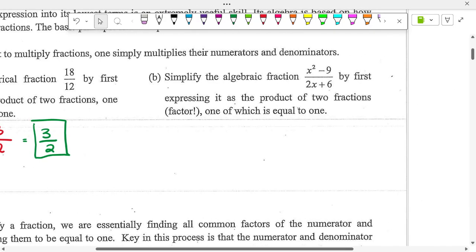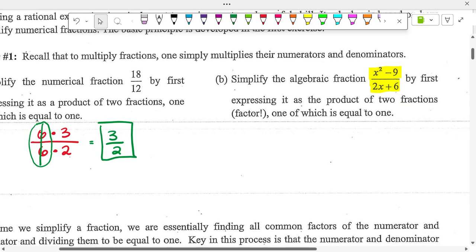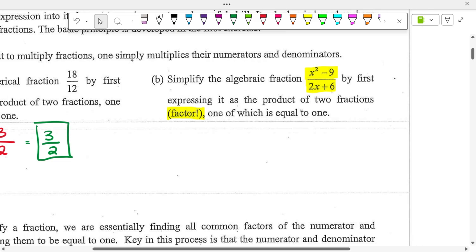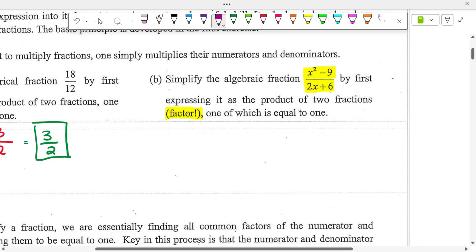So if I look over here, now they gave us an algebraic expression. So we're going to basically do what we did with the numbers. We're going to break it down into its factors, meaning we have to factor the expression, and then cross out what happens in both the numerator and the denominator. All right? So x squared minus 9, how would I factor that? Right, x plus 3, x minus 3. It's a what? It's a difference of squares. So this would be x plus 3, x minus 3.